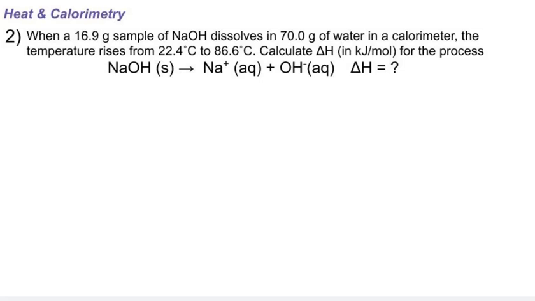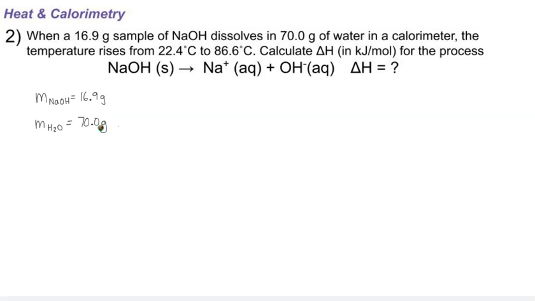Here is another dissolving problem. This time we're dissolving 6.9 grams of sodium hydroxide in 70 grams of water. So let's go ahead and write out our variables. Our mass of our NaOH is equal to 16.9 grams. The mass of our water is equal to 70.0 grams.